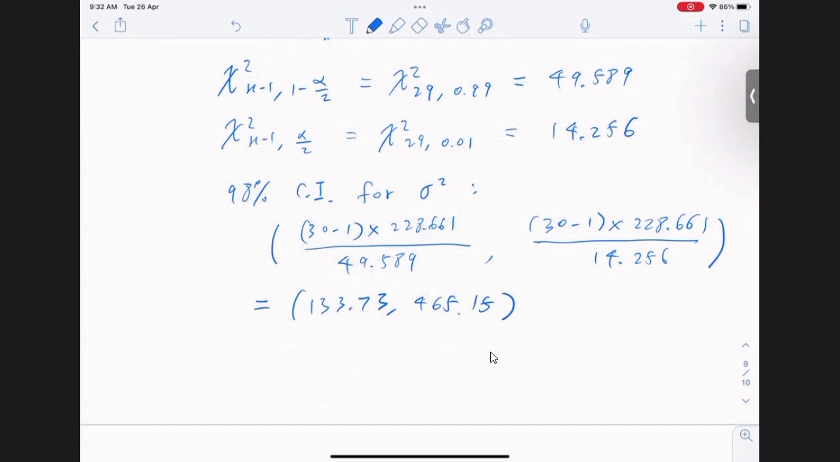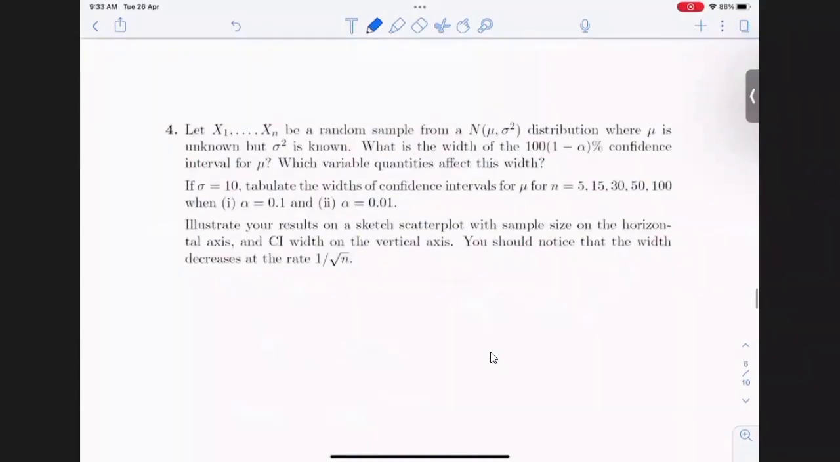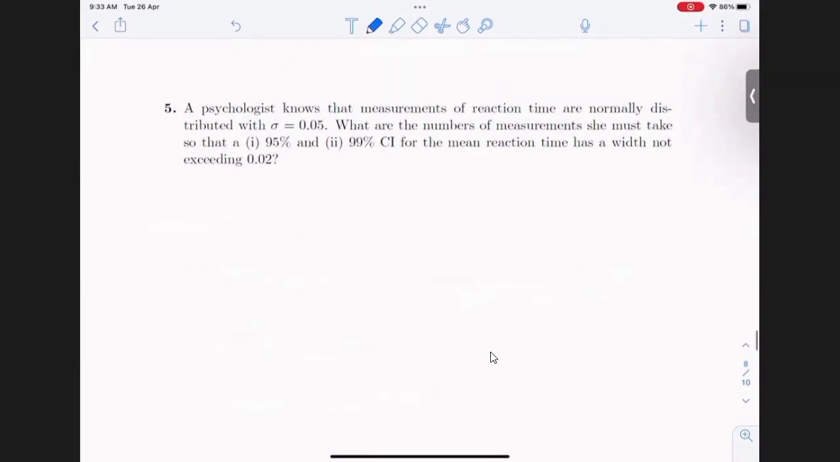Now let's work on some other question that is not exactly finding the confidence interval, but is related to confidence interval, which is question number 5 here. In question number 5, you're asked to determine the sample size needed to achieve a certain precision requirement in terms of the width of the confidence interval. Try to think about how to work on this question.